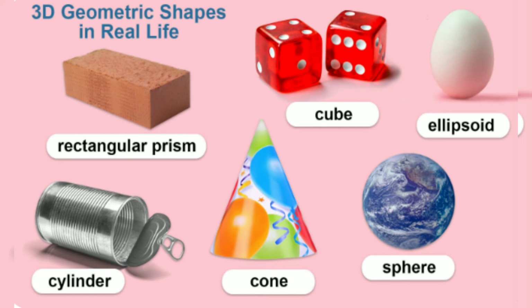Here are some examples of 3D geometric shapes in real life. Rectangular prism is an example of a brick, dice, cube. Ellipsoid, an egg. Sphere is showing the shape of the earth. Cone is showing the shape of a cone hat, or you can say cone ice cream. And cylinder is showing the shape of a cylinder or a jar.